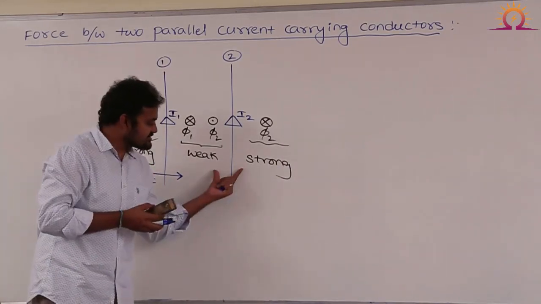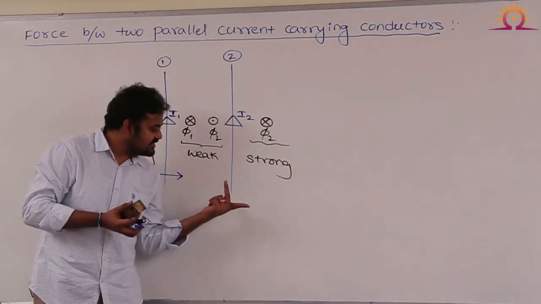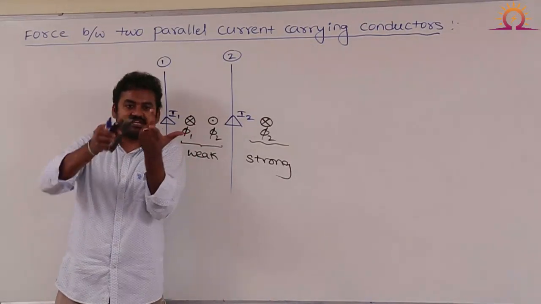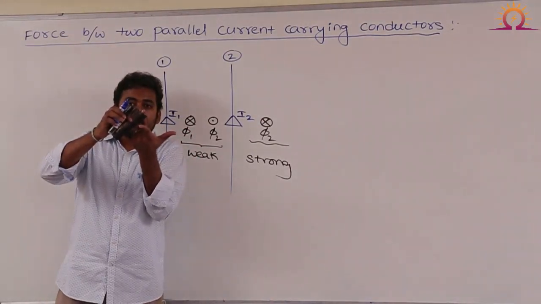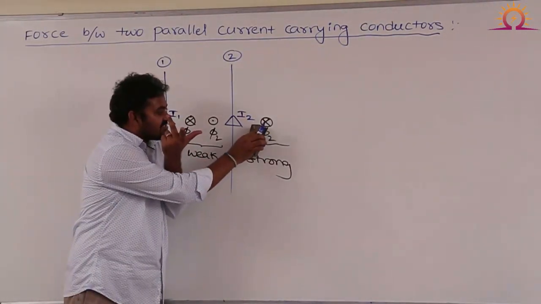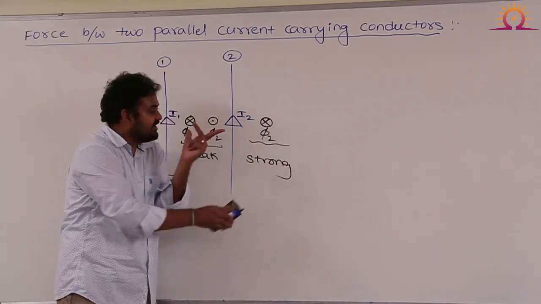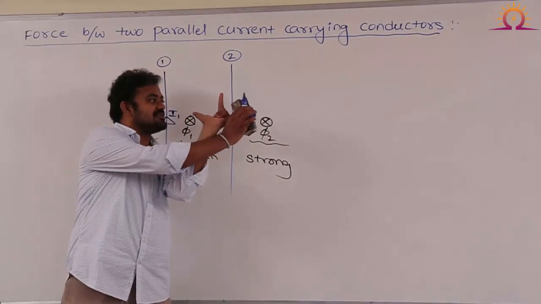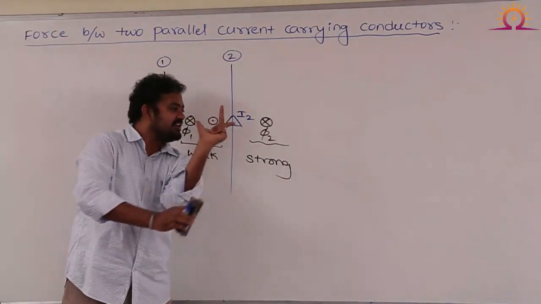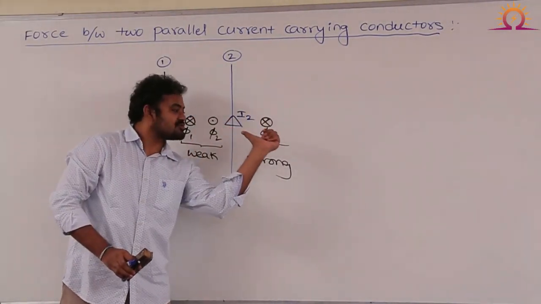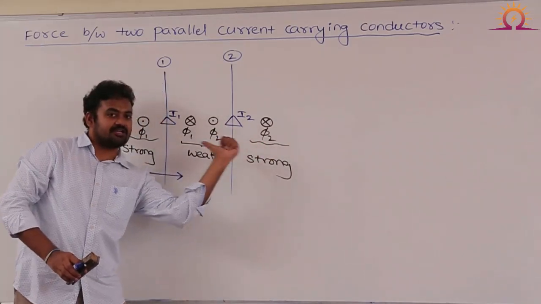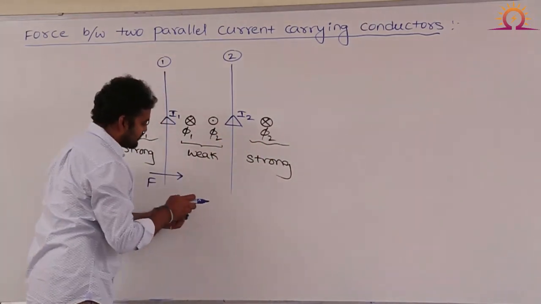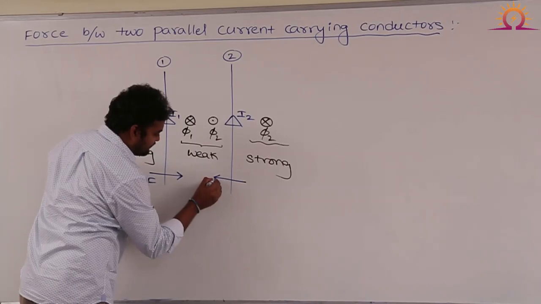Similarly, you look at this conductor, current is in upward direction. You see my central finger is showing upward direction, but the magnetic field is into the plane. This is a strong magnetic field into the plane. Look at my left hand. Current is in upward direction, that is the central finger. Magnetic field is into the plane, that is the point finger. So what my thumb is representing is the direction of force. Therefore, this is the direction of force.